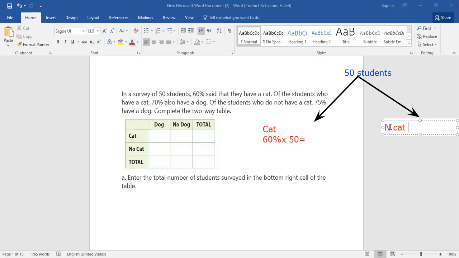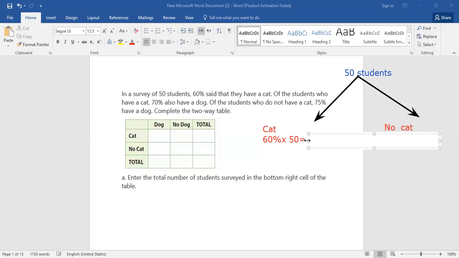Then if you want to compare with any question, you have the students who own a cat, and the students who don't have a cat. He said here that 60% from the 50 students have a cat. Then 60 over 100 times 50. It will be how many? Who will tell me the answer quickly? Equal 30.